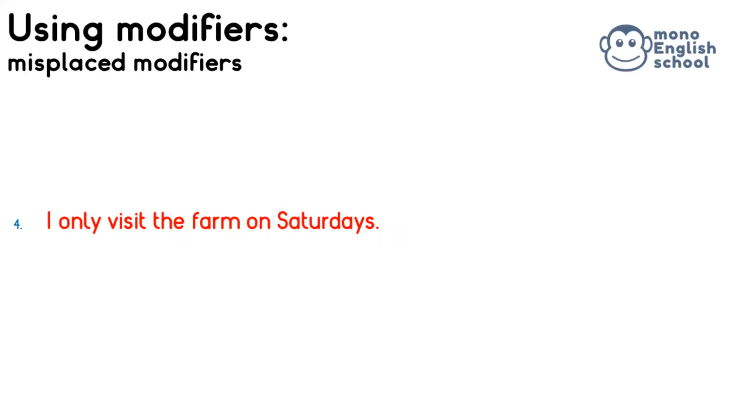The final example sentence for misplaced modifiers. I only visit the farm on Saturdays. In this example, the adverb only is positioned incorrectly. As only is placed directly before the predicate visit the farm, it suggests that the only thing that I do on Saturdays is visit the farm. This is not true. I do many things on Saturdays besides visit the farm, but Saturday is the only day on which I go to the farm.